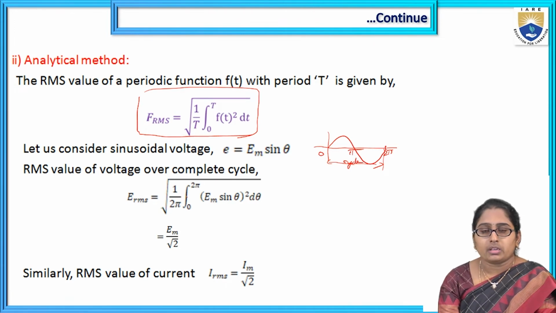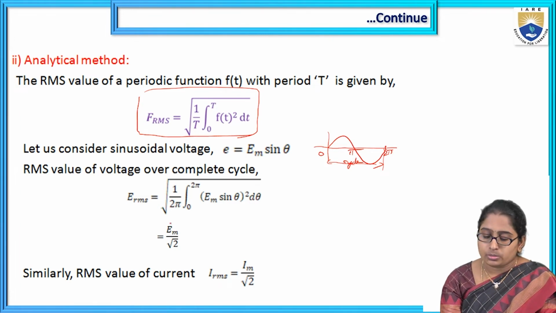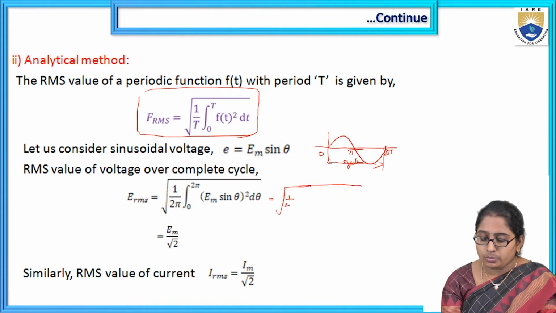So for a complete cycle, the time is 2 pi: 1 by 2 pi, integral with lower limit 0 and upper limit 2 pi, and the function is (Em sine theta) whole square, d theta. Now solve it and see what the value is. I expand this: 1 by 2 pi, integral 0 to 2 pi, Em square sine square theta d theta.